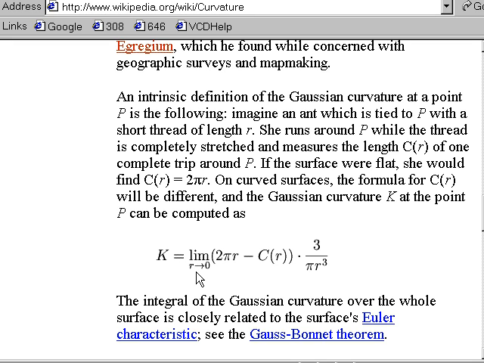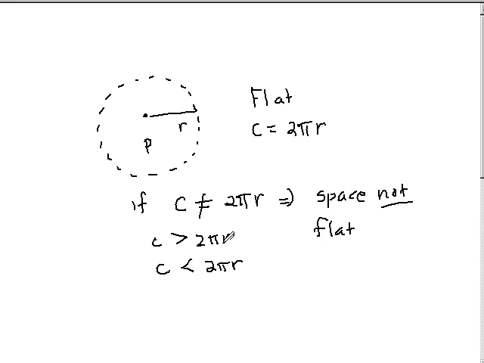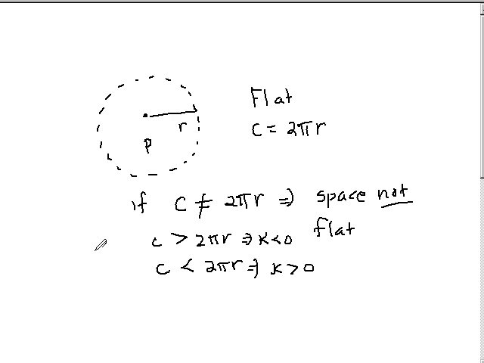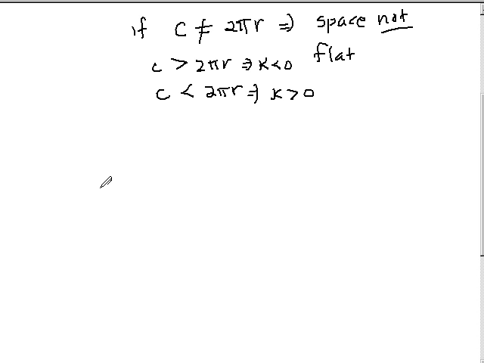Now here's the formula. On a curved surface, you can define the Gaussian curvature at a point P by taking the limit as the circles get very small of the flat space result, 2 pi r, minus the circumference that you actually compute, divided by pi r cubed multiplied by 3. Now what this says is if the circumference C is smaller than 2 pi r, K is bigger than 0. So that means the curvature is positive. And if it's bigger, curvature is negative.